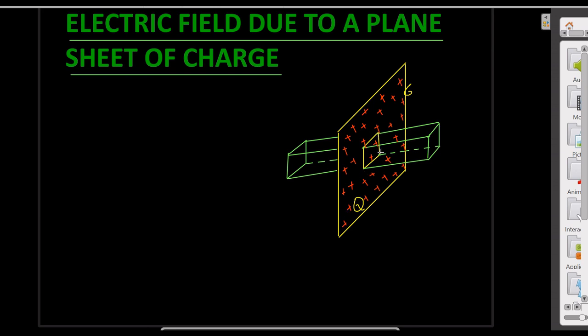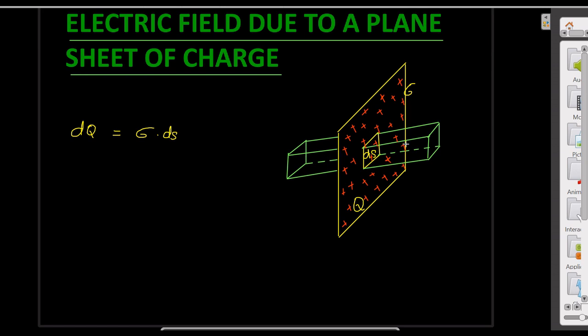Consider an elementary area ds on the sheet. If sigma is the charge density, which means charge per unit area, the charge on the area ds be dq, and this dq must be charge per unit area sigma, surface area is ds, so it must be sigma ds.